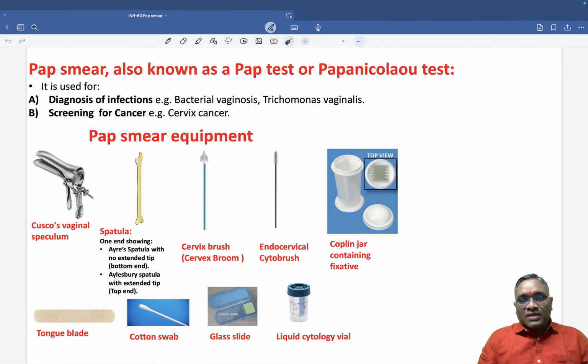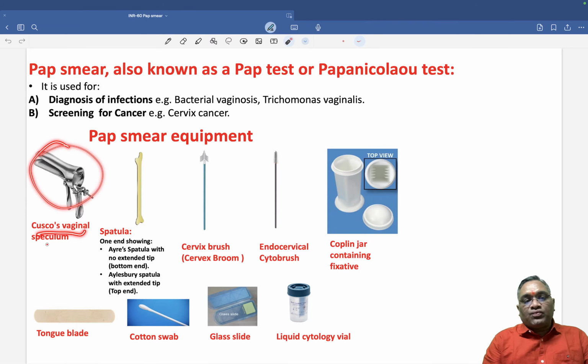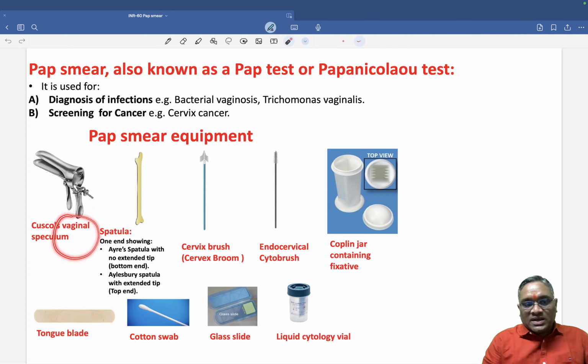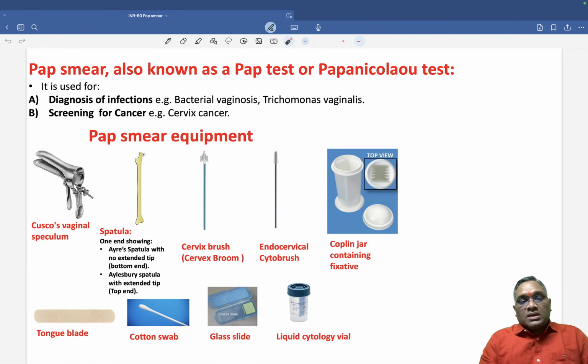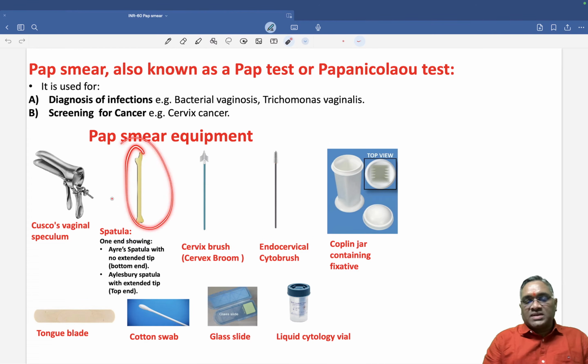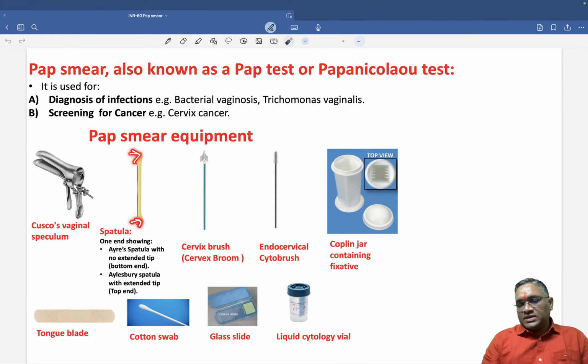Right, so for that, what equipment do we require? Pap smear equipment has been asked in the exam. The equipment we require: Cusco's vaginal speculum. One vaginal speculum is required, then a spatula. Remember, this is a hybrid spatula. Why am I saying it is a hybrid spatula? Because at one end it has the Aylesbury and at the other end the Ayers spatula. That is why it is called a hybrid spatula.